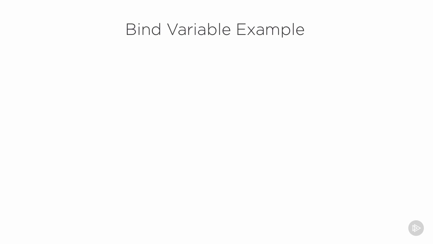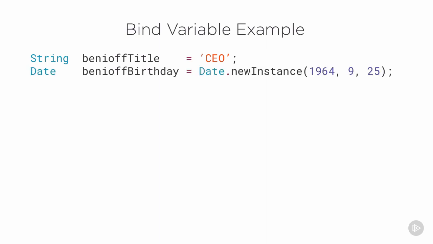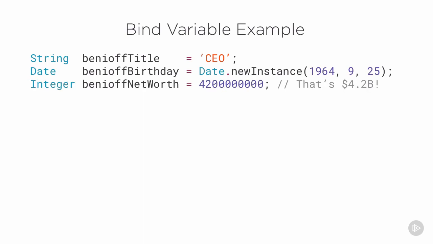Up top, we'll conveniently store Mr. Benioff's important information in Apex variables. We have his title, CEO, because we need to find other CEOs in our org. We have his birthday, September 25th, 1964, because we need to find younger CEOs than him. We have his net worth, $4.2 billion, because you're going to need at least that much if you want to top Mark Benioff. And finally, we have his donation philosophy stored in a Boolean. Mark Benioff is a noted philanthropist, and we expect others in similar positions to be generous as well.